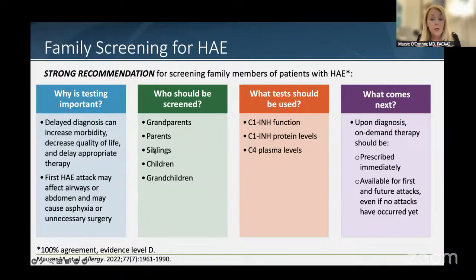Again, who should be screened? Everyone: grandparents, parents, siblings, children, and grandchildren. And again, C1 inhibitor function levels and C1 inhibitor protein levels, as well as those C4 plasma levels. And then upon diagnosis, on-demand therapy should be prescribed immediately. And it should be available for the first attack as well as for future attacks, even if no attacks have occurred yet. So again, this is why we do family screening, so we can catch it before the patient even experiences their first attack of HAE.